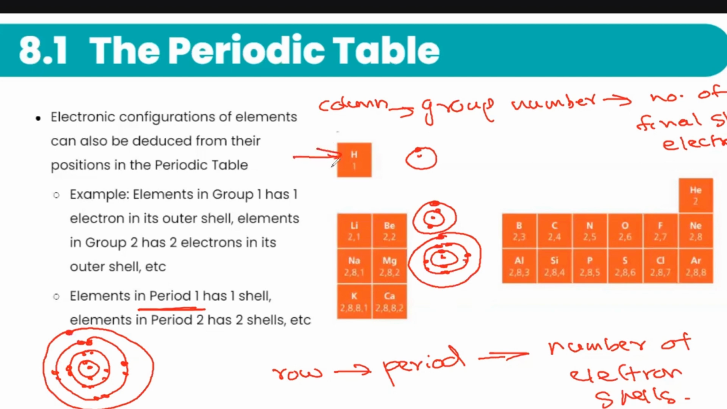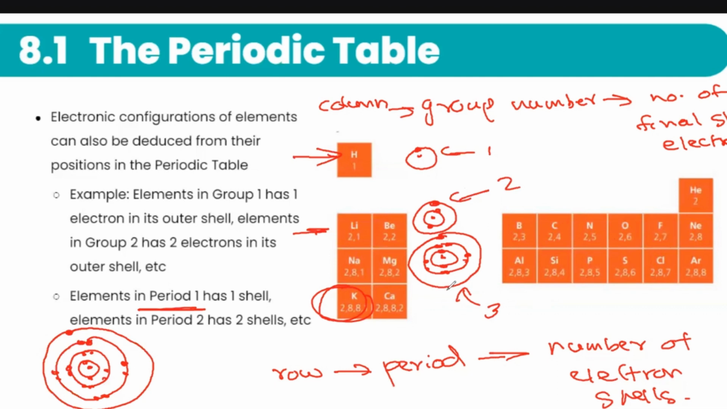Hydrogen is in row number 1. So hydrogen is from period 1. So it has only 1 energy level. Lithium is in period 2, or row number 2. So it has 2 energy levels. Sodium is in row number 3, which means period 3. Therefore, it has 3 energy levels. And finally, potassium has 4 energy levels, which means it is in the 4th row, or the 4th period.